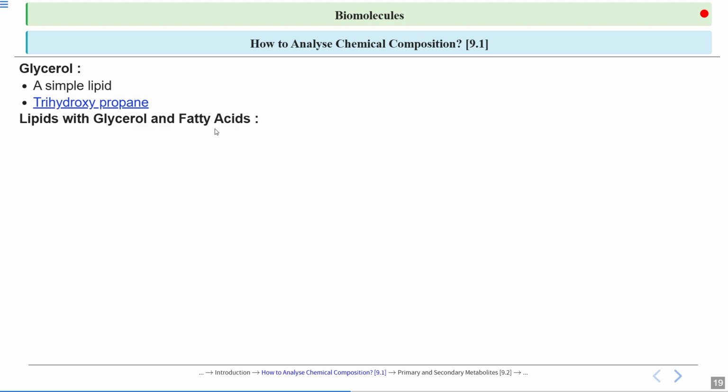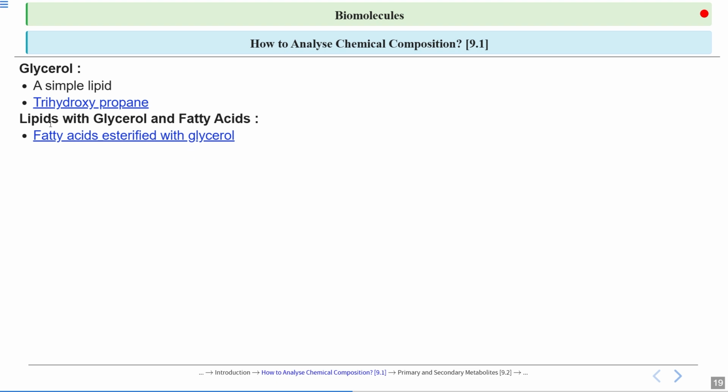Now, when glycerol combines with fatty acid, then glycerides are formed. The fatty acid esterifies with the glycerol, meaning there is an ester bond formation between the fatty acid and the glycerol. The fatty acids combine with the OH of the glycerol to form the ester bond. This is known as esterification. That's why it is written that fatty acid esterifies with glycerol.